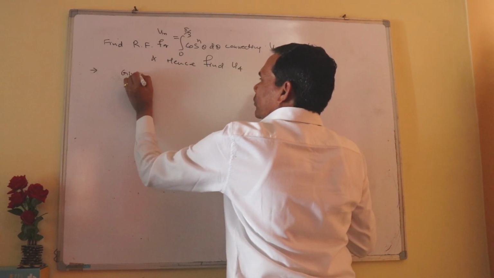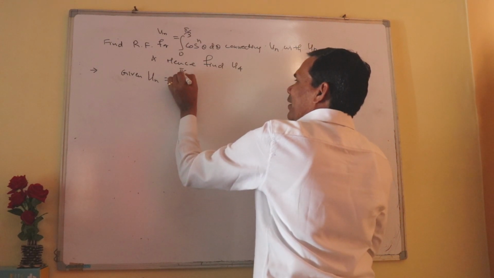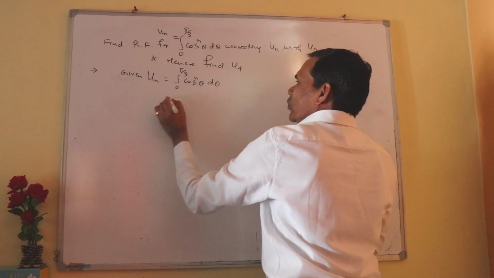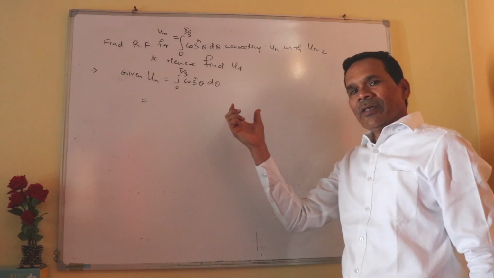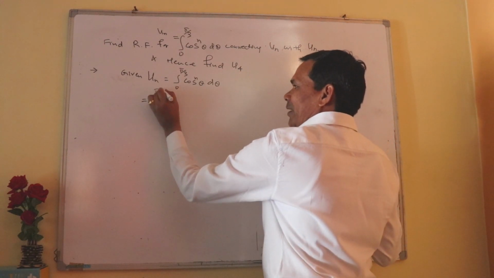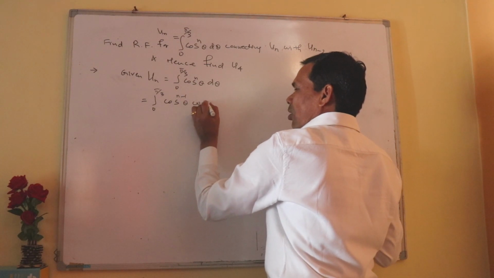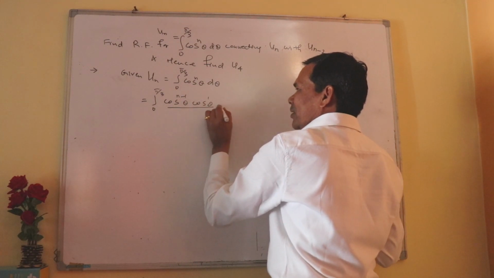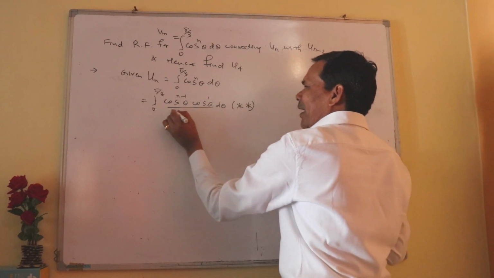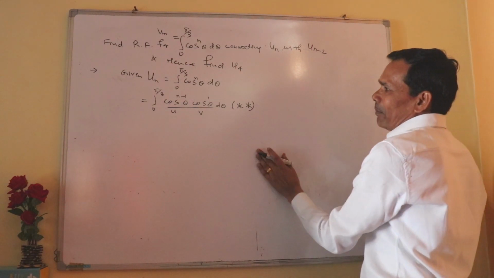Given un is equal to the integral from 0 to pi by 3 of cos raised to n theta d theta. As I said earlier, if sine and cos are there, the index is to be reduced by 1. So we write the integral from 0 to pi by 3 of cos raised to n minus 1 theta times cos theta. Again, as I told you earlier, this is an important step. Now we apply by parts here. Direct integration is not possible, so you apply by parts.